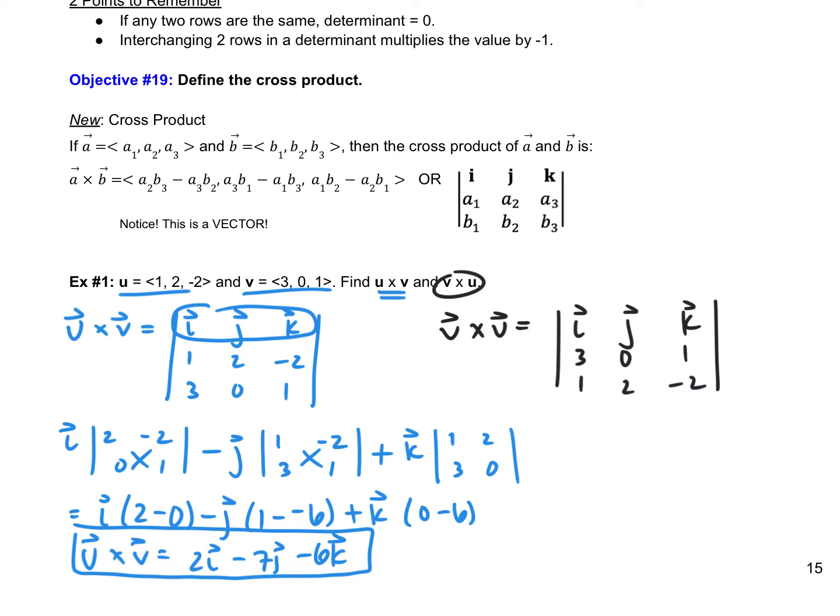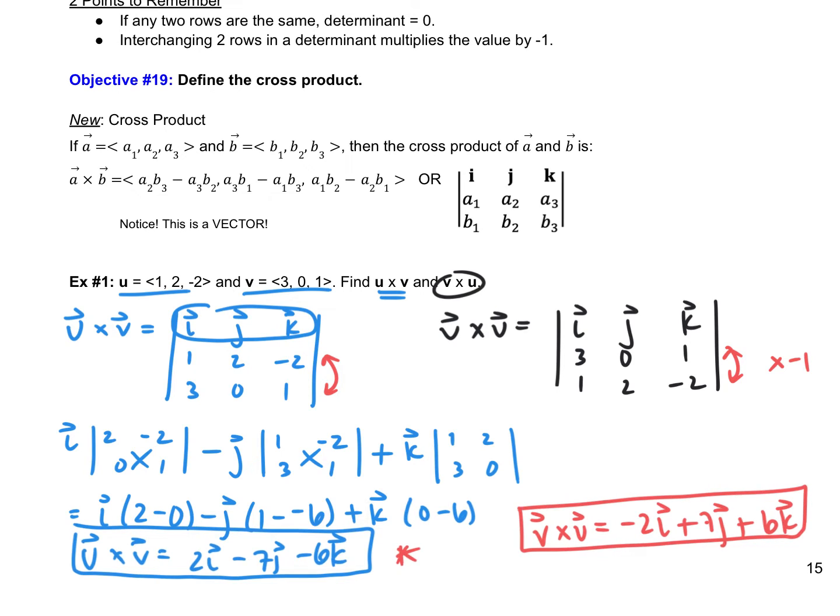Now, from the properties above, what we notice is all we did was flip 2 of the rows. When we do that, the determinant gets multiplied by -1. So what we're going to do is take our answer and multiply by -1, which means that v cross u is -2i, add 7j, add 6k. And that will always be the case. So what's important is that the order does matter. But when you switch the order, all that's going to do is switch the signs.